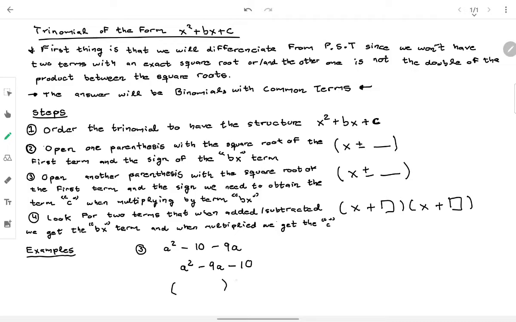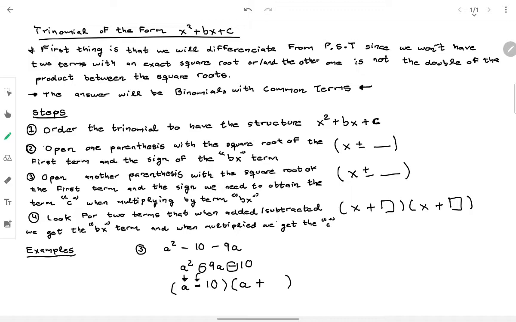So I will open two parentheses. Then it's going to be the square root of the first term in both parentheses. Then in the first parenthesis, we need the sign of the middle term of the bx term. Minus, to become a minus, we need a plus. So now we need to look for two numbers that when they get added, we get a minus 9. When they get multiplied, we get a minus 10.